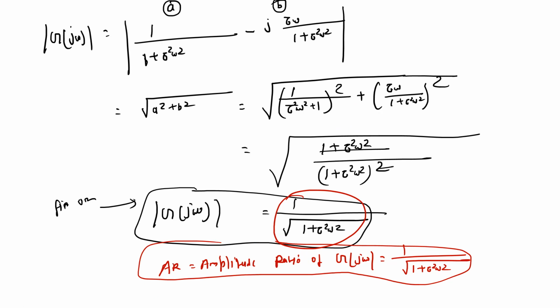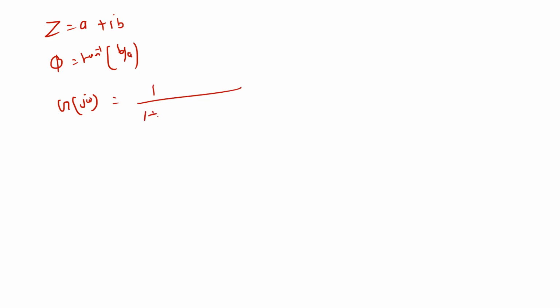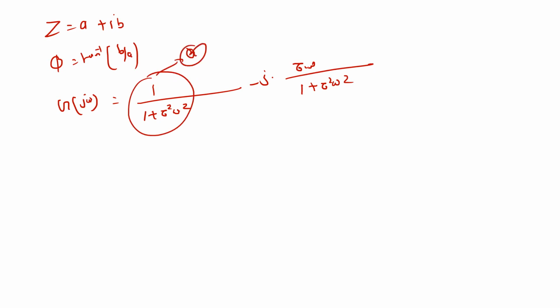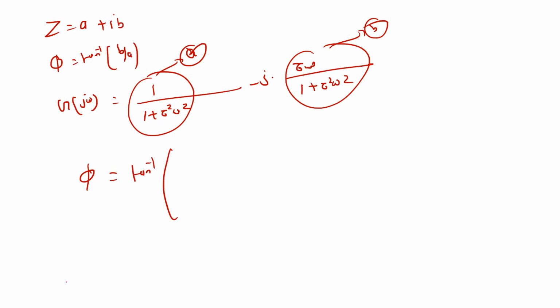Now, once we have calculated the amplitude ratio, we can find out the value of phi. Previously I discussed that if z = a + ib, then phi = tan inverse b by a. Here G(jω), the complex number, is 1 upon (1 + τ²ω²) minus j τω upon (1 + τ²ω²). This value is a, and this value is b, but here b is negative. So can I write phi as tan inverse?